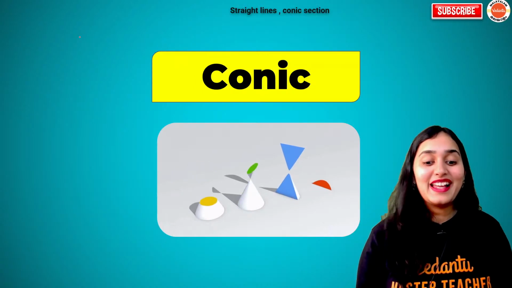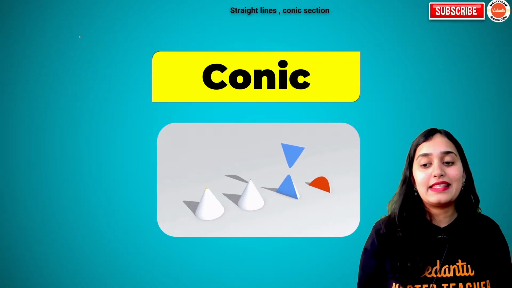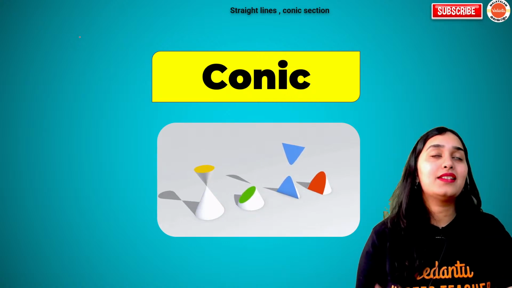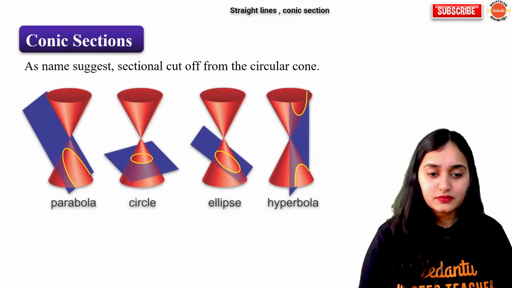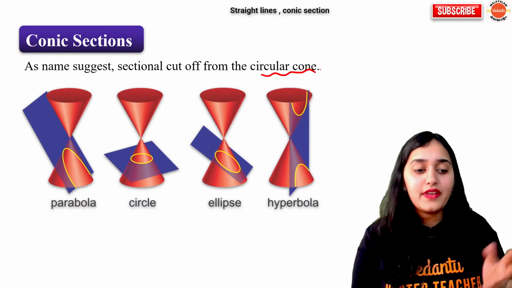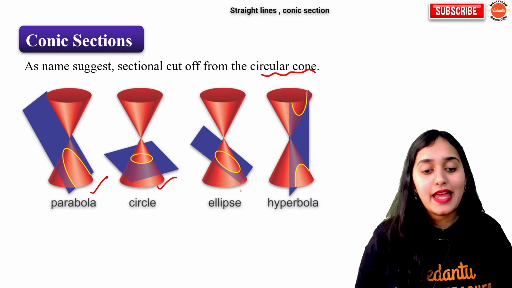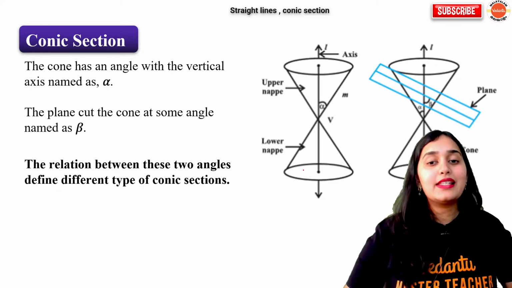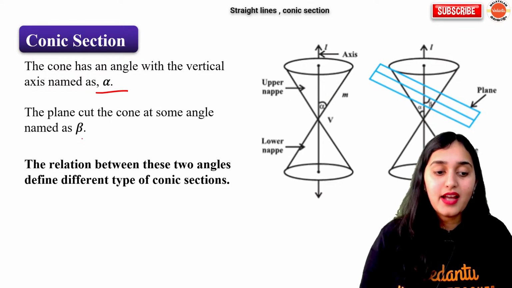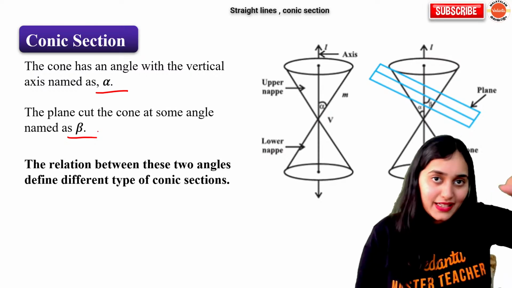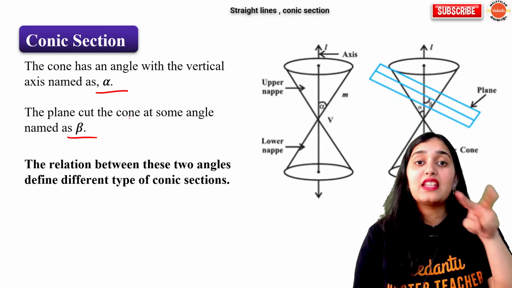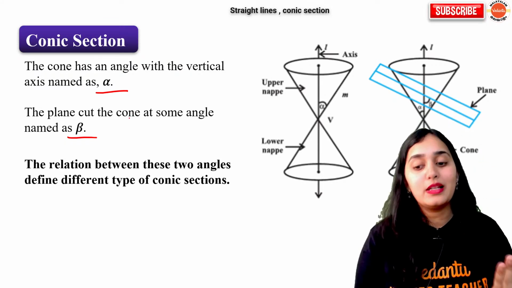Okay, cool. Now is the time for conic sections, the most dreaded chapter of class 11. Let's look at all the formulas one by one. First, what are conic sections? When we have a circular cone and we take sections of it, we get a parabola, a circle, an ellipse or a hyperbola. In the conic section, the cone has an angle alpha with the vertical axis and the plane cuts the cone at an angle of beta. The relationship between these two angles decides what type of figure will be formed.